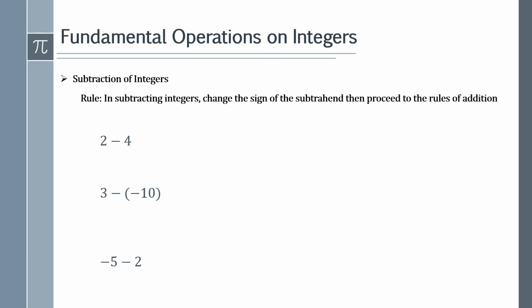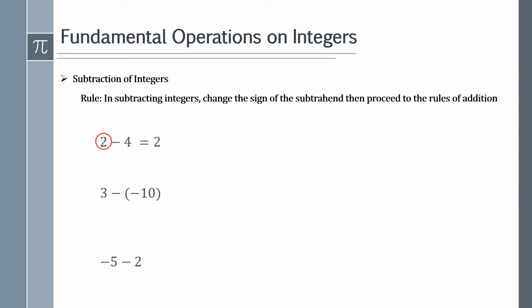Okay, let's have example number 1. 2 minus 4. Again, we will change the sign of the subtrahend. Okay? So, first is yung 2. Class, walang na-mention from the instruction or from the rule regarding the minuend. So, alam natin yung 2 is the minuend. So, since wala namang na-mention, we'll just copy 2.